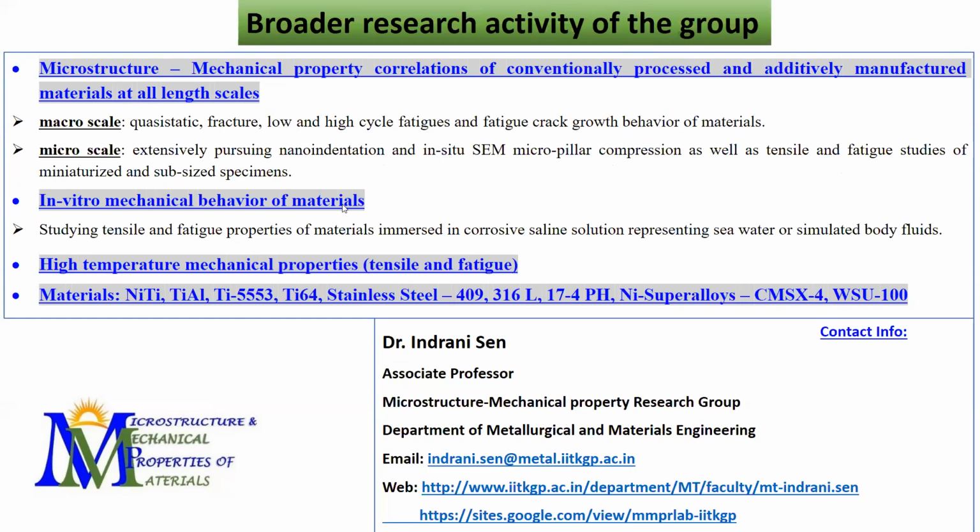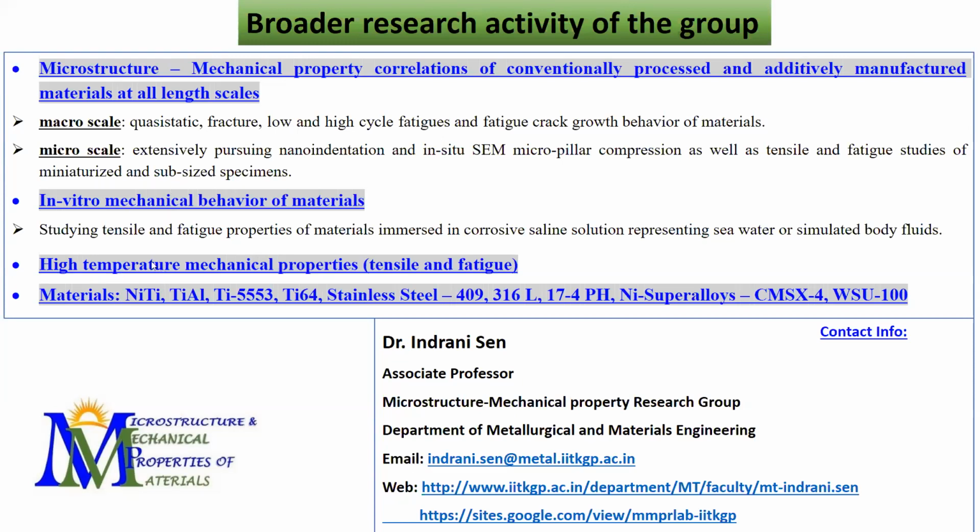Apart from that, we are also developing our expertise on in vitro mechanical behavior. This is very important for materials used for biomedical applications. We want to figure out how the properties of the materials will be when they are placed inside the human body, in a similar environment with body fluids and body temperature, and how the fracture and fatigue performance of the material will be.